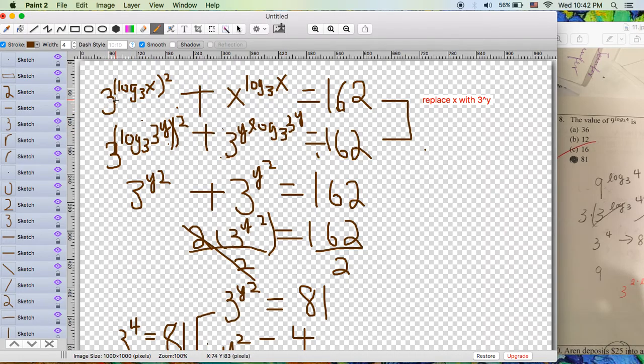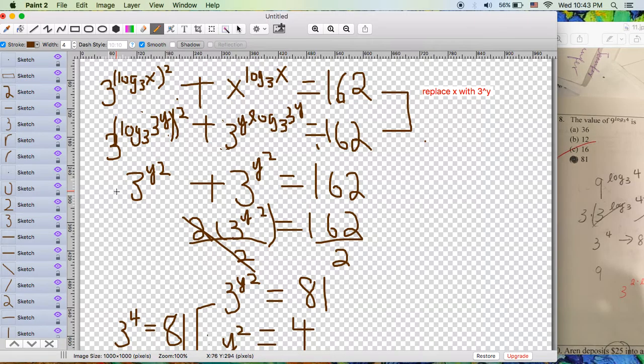It's 3 to the power of log base 3 of x squared plus x to the power of log base 3 of x is equal to 162. Because you see that they have log base 3 of x in both of them, I thought that it would be easier if we replaced that with a different variable, like 3 to the power of y. It would also serve to inverse the functions of log, because log and exponents are inverse functions. So it would simplify your entire equation. It would sort of get rid of the logs and replace them with exponents instead.